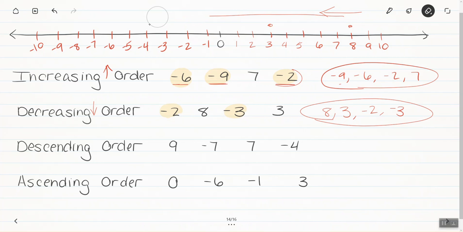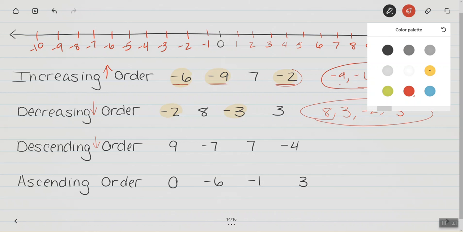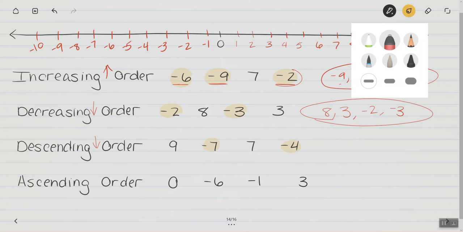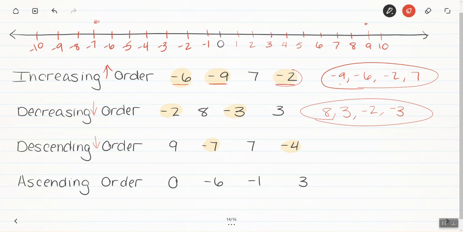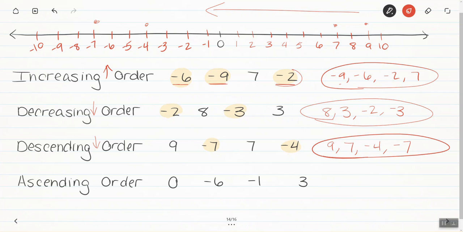All right, I want you to pause, and I want you to try the next two on your own. So for the next one, descending goes down, and I'm going to highlight my negatives just so I can keep track of them. My negatives should be lumped together in one section. So I have a negative 7, a 9, a positive 7, and a negative 4. I'm going descending, so I'm going to read this direction on the number line. So it'd be 9, 7, negative 4, and negative 7 would be the order for those ones.